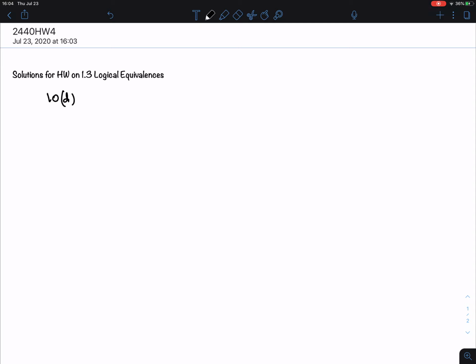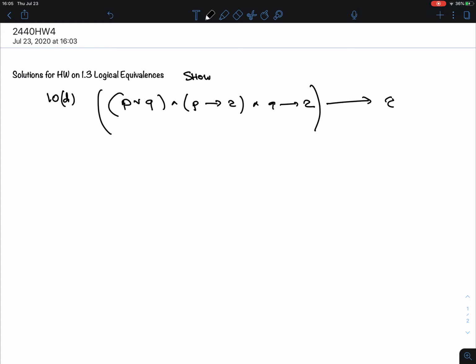10D was the expression (P or Q) and (P then R) and (Q then R). All this, between big parentheses, implies R. And the question is, show that this is a tautology.